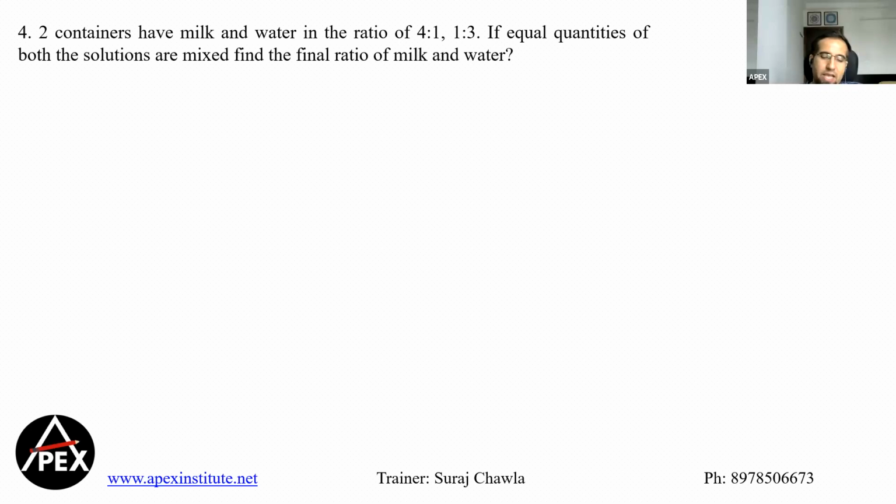So now it says that two containers have equal volumes. Okay, we are mixing them in equal volumes, right? So one has 4:1, the other has 1:3. That means this one is 5 parts and this one is 4 parts, and I'm mixing them in the ratio of 1:1.